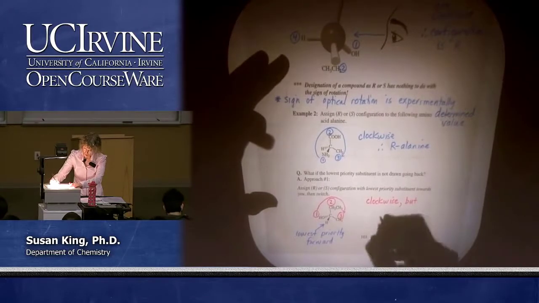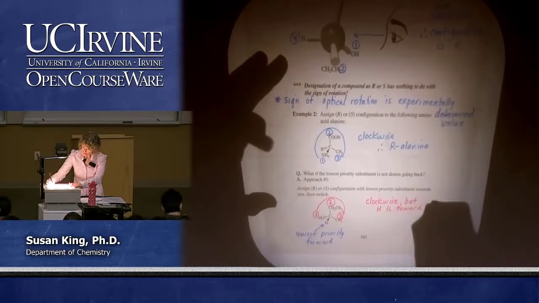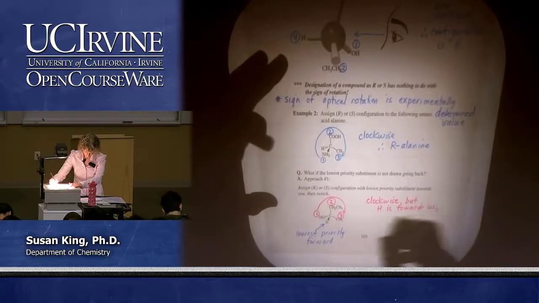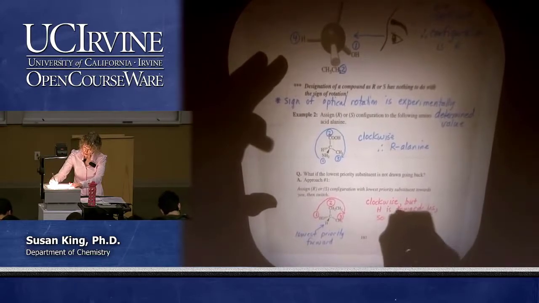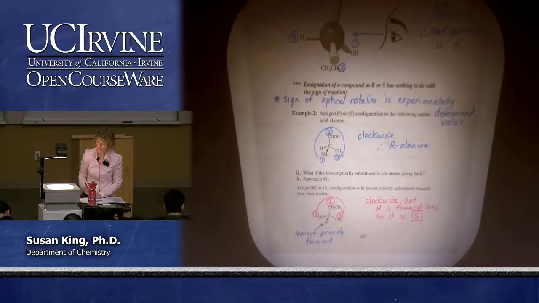But hydrogen is coming towards us. The lowest priority has to be back. Hydrogen is towards us. So it is R. I mean, it is S. So we just switch from one to the other. So that would be the S enantiomer of that compound. So that's approach number 1.